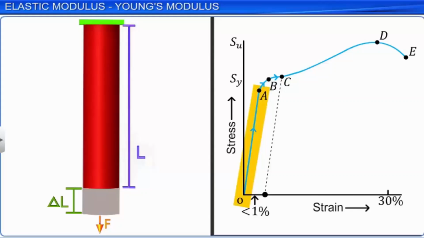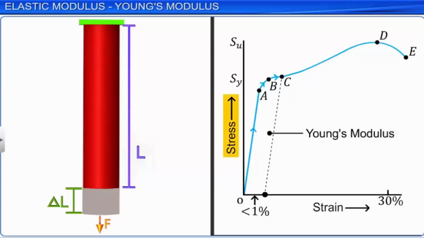Accordingly, stress is proportional to strain here, and the slope of the straight line on the stress-strain curve is called the modulus of elasticity. More precisely, it is the ratio of stress to strain of an elastic body within its elastic limit. The slope of the straight line OA on the longitudinal stress-longitudinal strain curve is called Young's modulus in honor of the British scientist Thomas Young.